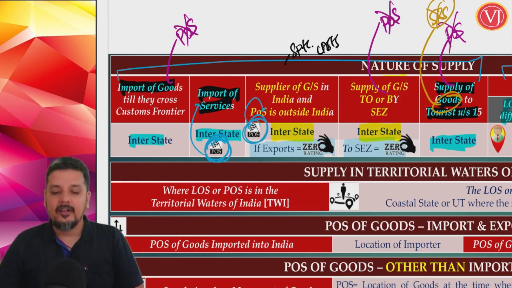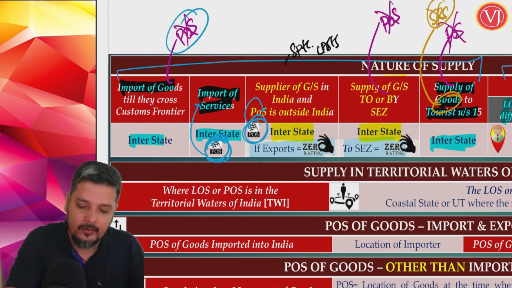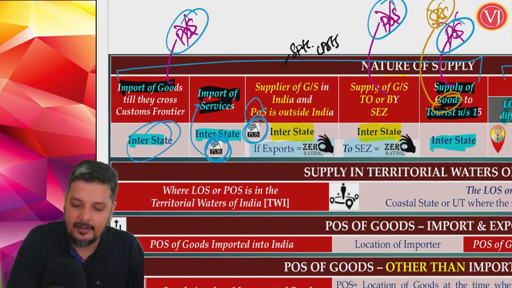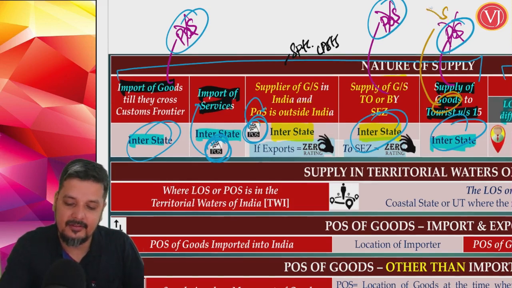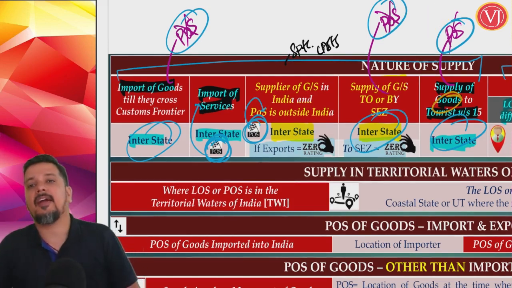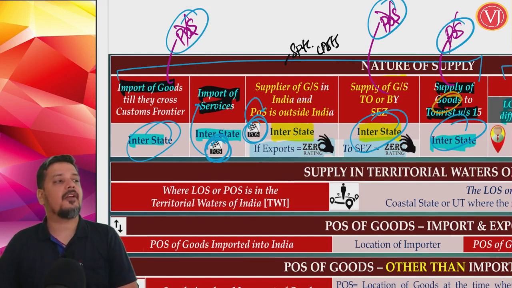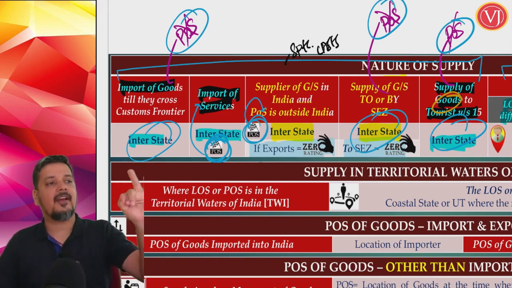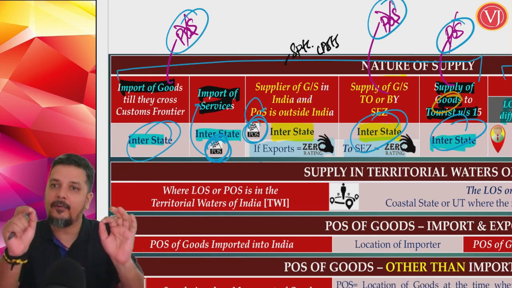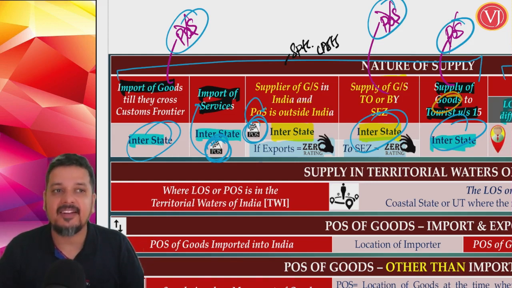In 3 cases, without even finding out place of supply, you decide that it is interstate supply, which means it is IGST. So there are a few cases where you don't even evaluate the first step and second step. Directly you conclude that they are IGST transactions: import of goods, supply by SEZ, supply to SEZ, supply of goods to a foreign tourist. By default, they are interstate supply, IGST transactions.